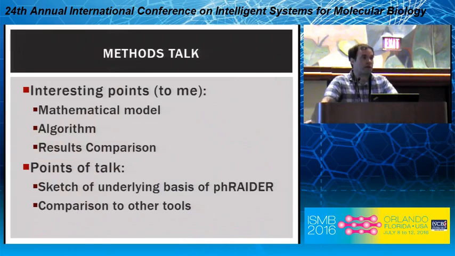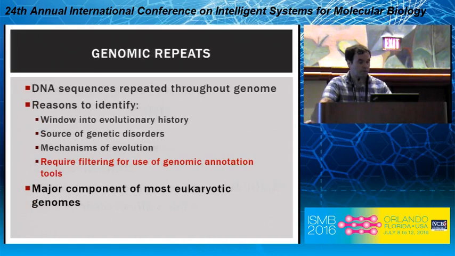All right, this is real quick a methods talk. The interesting things in this talk to me as a computer scientist are the mathematical model and the algorithm, but I realize that I'm not talking to a computer scientist, and even if I were, I couldn't cover that in the time limit. So what I'm going to do here is sketch out the method we are using for de novo repeat identification and compare it to other tools to show you that we've got a tool that is working as well or better than anything else.